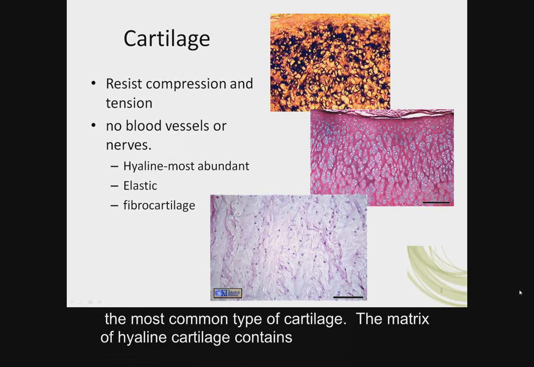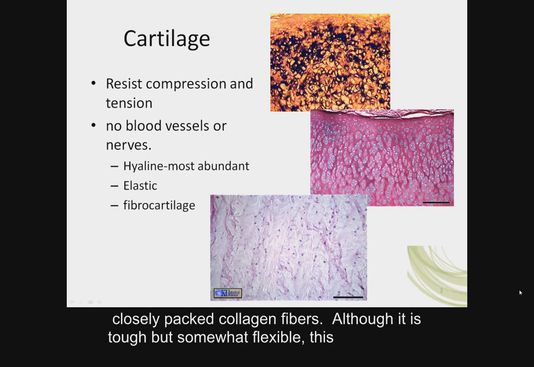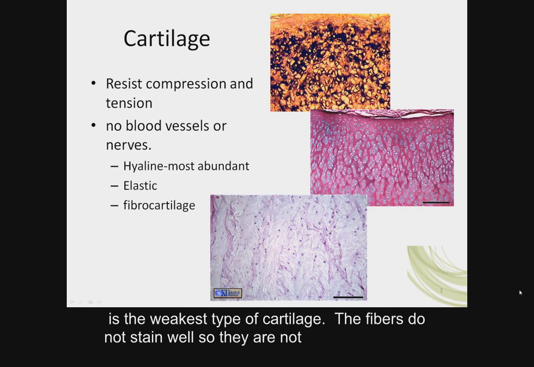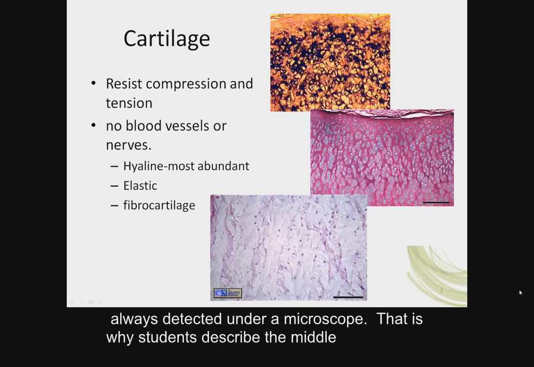Hyaline cartilage is the most common type of cartilage. The matrix of hyaline cartilage contains closely packed collagen fibers. Although it is tough but somewhat flexible, this is the weakest type of cartilage. The fibers do not stain well, so they are not always detected under a microscope.